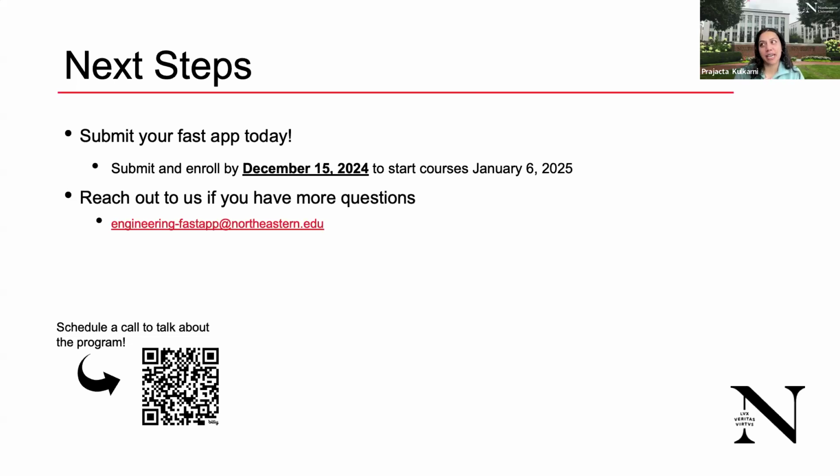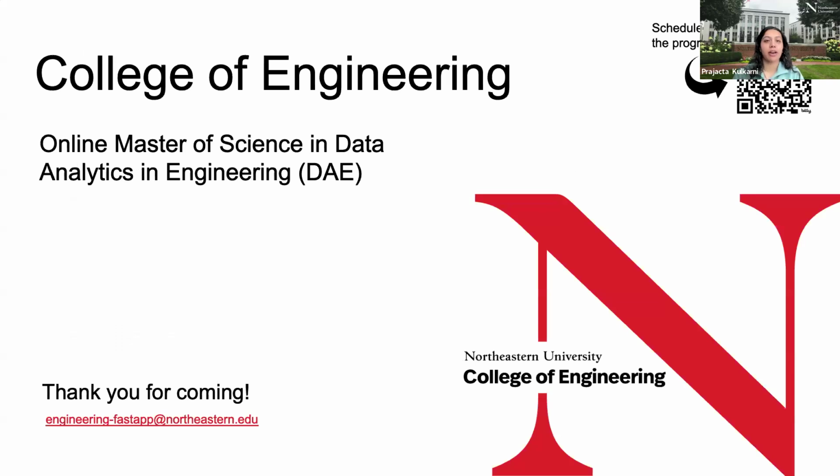So as far as next steps go, our spring deadline is December 15th, so it's about a week and a half away. If you are interested in starting classes in spring, classes start January 6th, and the deadline to enroll is December 15th. If you do have questions, you can email us at engineering-fastapp@northeastern.edu, or you can scan that QR code on the screen to schedule an appointment with Tom, the enrollment counselor. But that is pretty much it. We do have time for questions and answers. I see a few in the chat, but feel free to keep dropping those questions in and we will answer them as they come in.